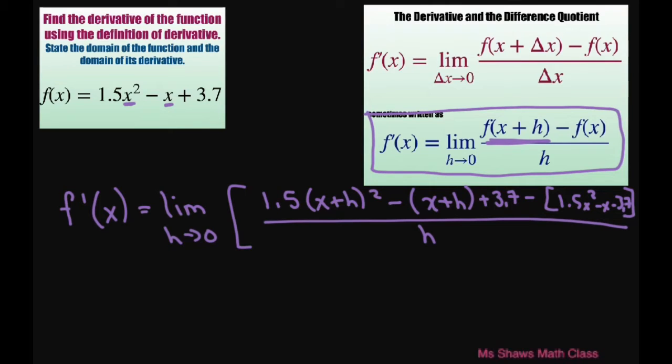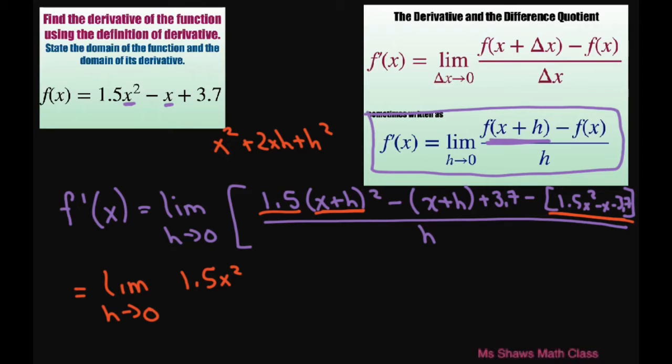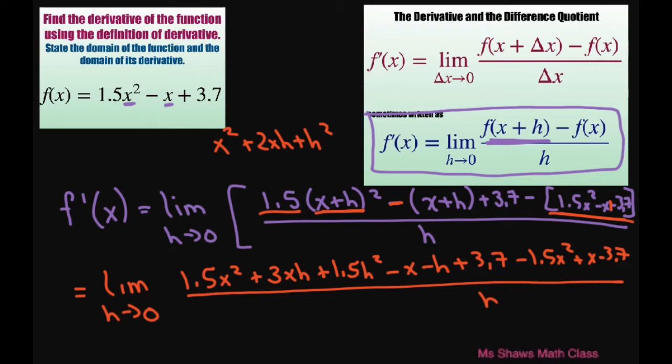All right, so simplifying this, I know I squeezed it in there, but I'm going to write it out. We have the limit as h approaches 0, and this part right here is just x squared plus 2xh plus h squared. Then I'm going to multiply it by 1.5. So this is going to give you 1.5x squared plus 3xh plus 1.5h squared. Now let's distribute this negative, so that's minus x minus h. We have our plus 3.7, and then we're going to negate everything. So it's going to be negative 1.5x squared plus x minus 3.7. All right, all divided by h. This should have been a plus here, plus 3.7.